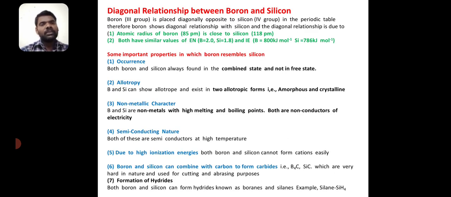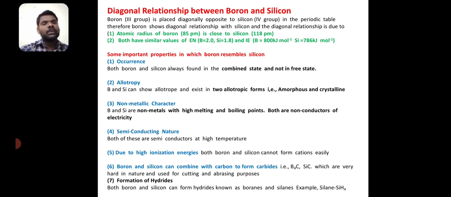Another topic is the diagonal relationship between boron and silicon. Boron is present in the third group. It is placed diagonally opposite to silicon, in the fourth group of the periodic table. Therefore, boron shows a diagonal relationship with silicon, and this is due to the atomic radius of boron, 85 picometer, being close to that of silicon, 118 picometer. Both have similar values of electronegativity.